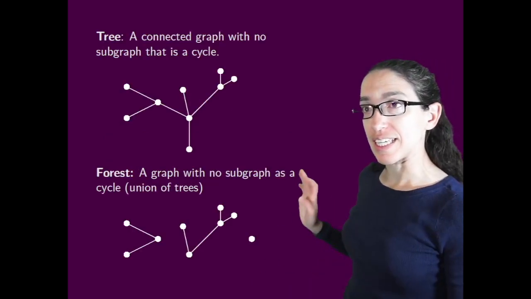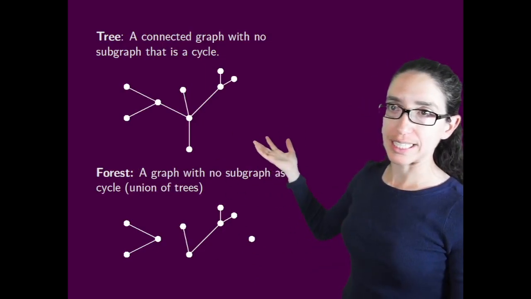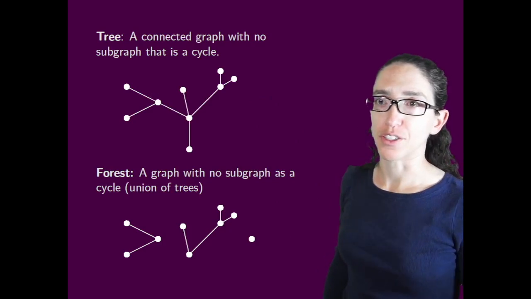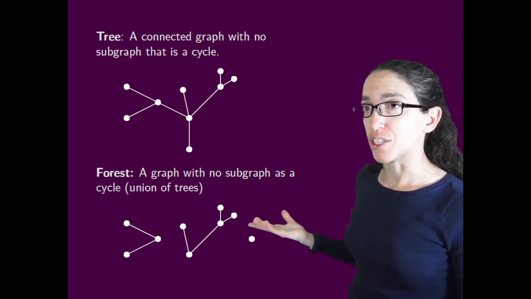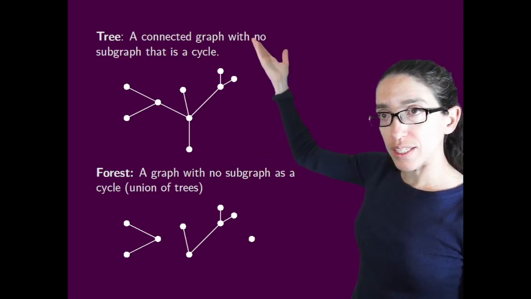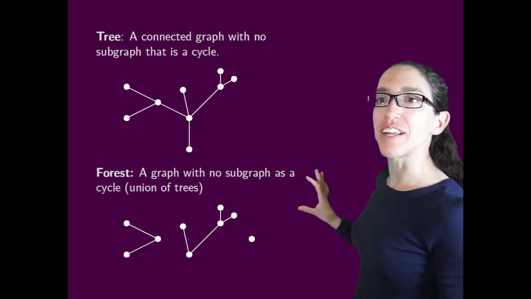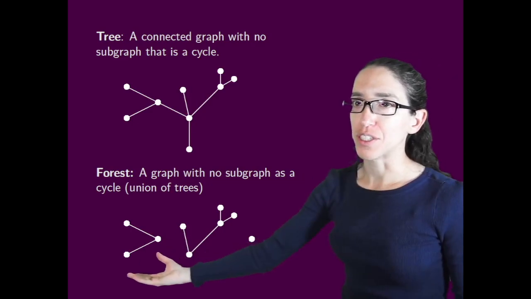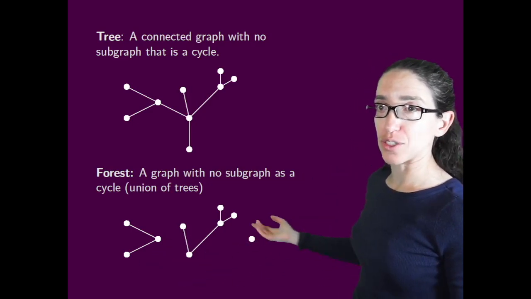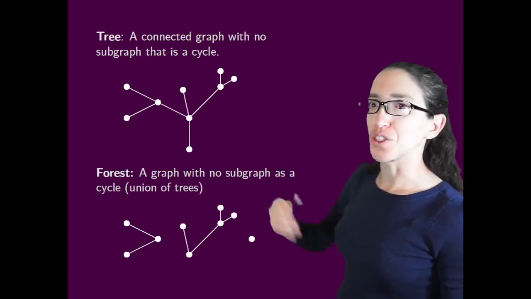A tree is a connected graph that doesn't have any cycle as a subgraph. So here's an example of a tree. There's no cycles in the graph. A forest is just any graph with no subgraph as a cycle, and the only difference between these two definitions is that this one is connected and this one does not have to be connected. So here, for instance, is 3 different trees whose union forms a forest. And if it's all connected, then it's just one tree.